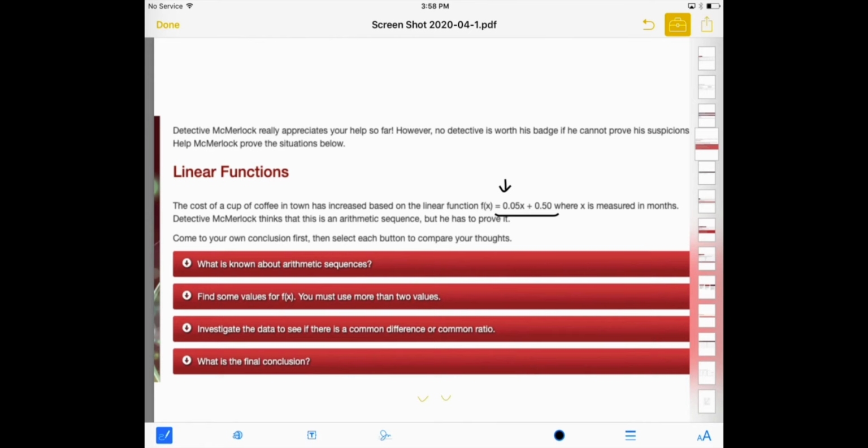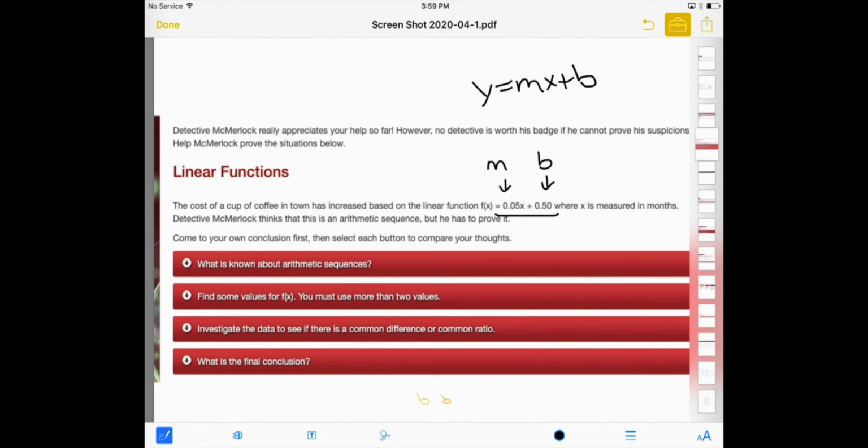Something that you might notice is that our 0.05x plus 0.50 should look pretty familiar, something like y equals mx plus b. Our 0.05 is the changing number, so that's our m, our rate of change, and 0.50 is our constant number, essentially our y-intercept, the number that we start at. So it looks very similar to y equals mx plus b.